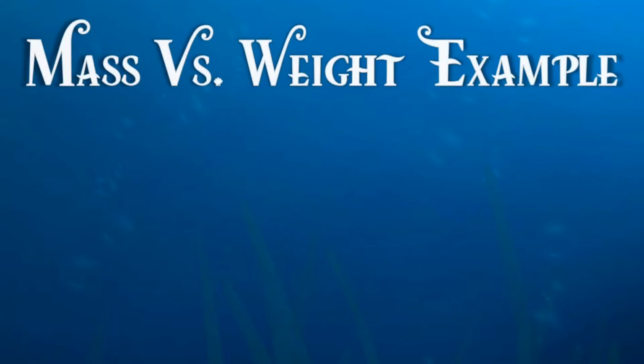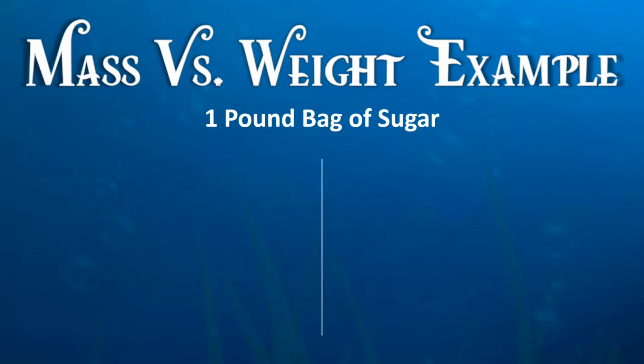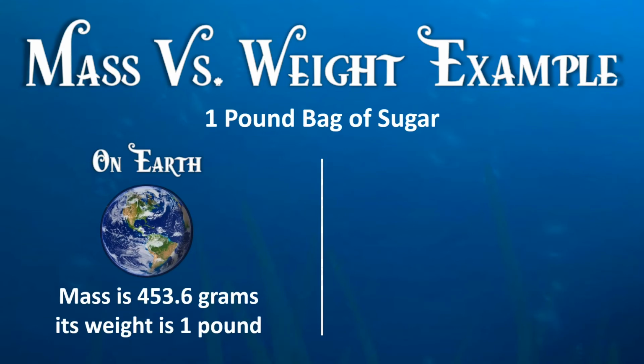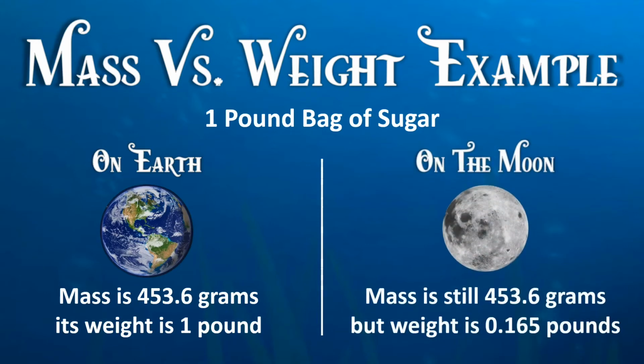To help with showing the differences between mass and weight, here's an example using a 1 pound bag of sugar. On Earth, that 1 pound bag of sugar would have the mass of 453.6 grams and the weight of 1 pound. However, if we took that sugar to the moon, the mass would still be 453.6 grams, but its weight would only be 0.165 pounds. This is because gravity on the moon is only 1/6 of the gravity we have on Earth.